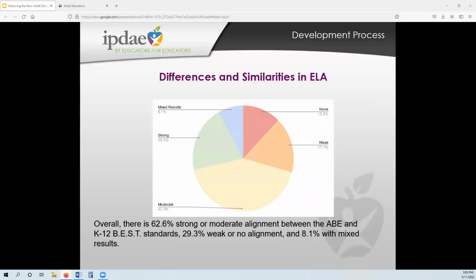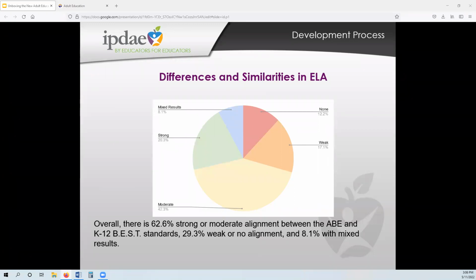So I'm going to talk for a minute about some of what we surfaced in that report in ELA. As I mentioned, the report looked at every single ABE standard. And for each ABE standard, any BEST standard or benchmark with overlapping content and skills was identified and then analyzed. So the following alignment ratings were used to help clarify the degree of similarity and difference.